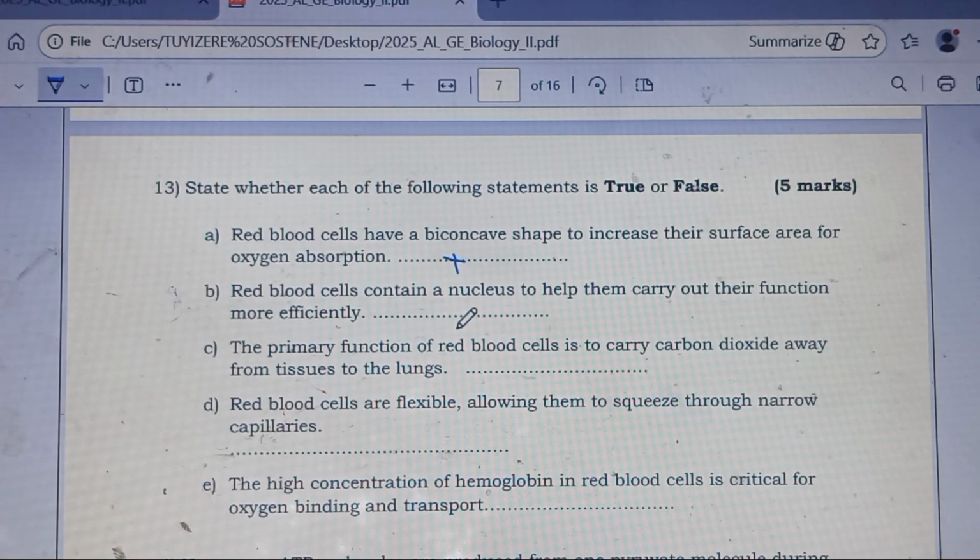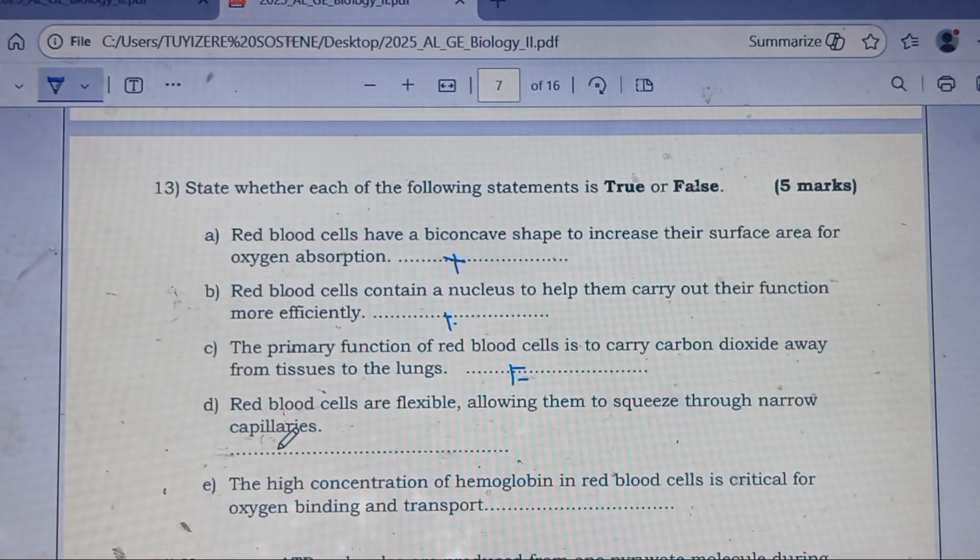Red blood cells contain a nucleus to help them carry out their function more efficiently. Here it is false, because mature red blood cells don't contain a nucleus. The primary function of red blood cells is to carry carbon dioxide away from tissue to the lungs. Also false. It is a function of red blood cells, but it is not the primary one.